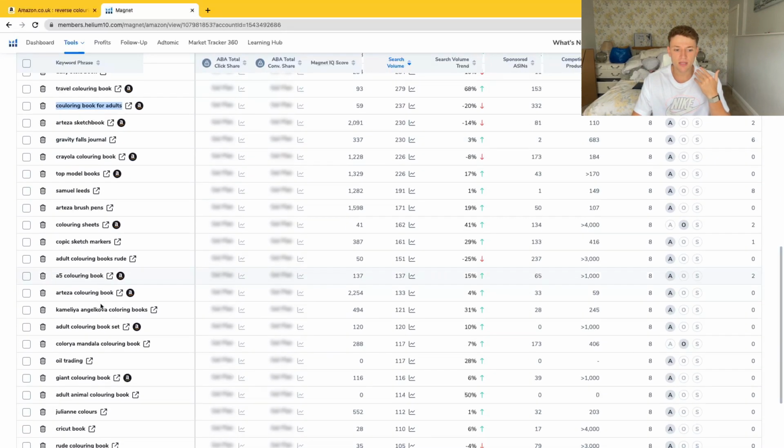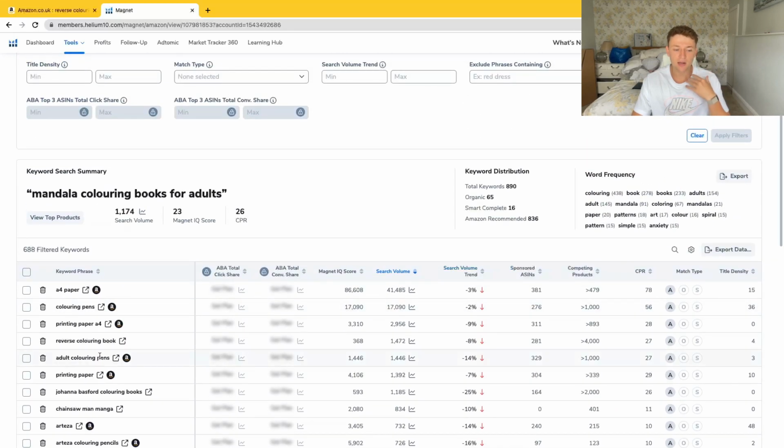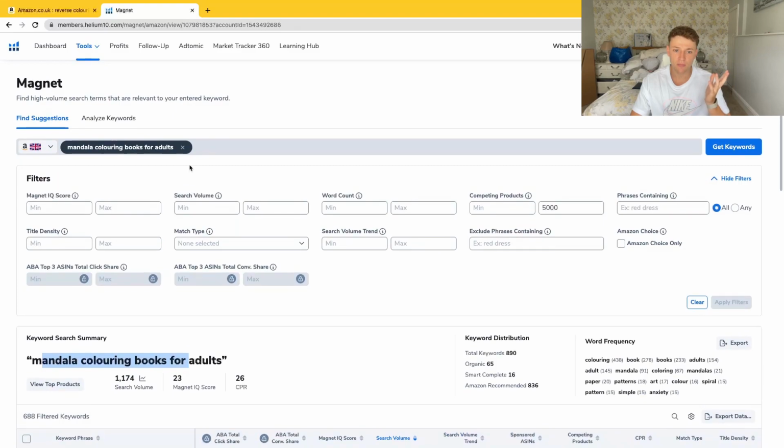And basically all you would need to do is go through all of these and just add loads of different keywords to a Google Sheet or an Excel document and just compile all of this information there. And this is just results from one search term. So let's just go back in here and type in a different search term.